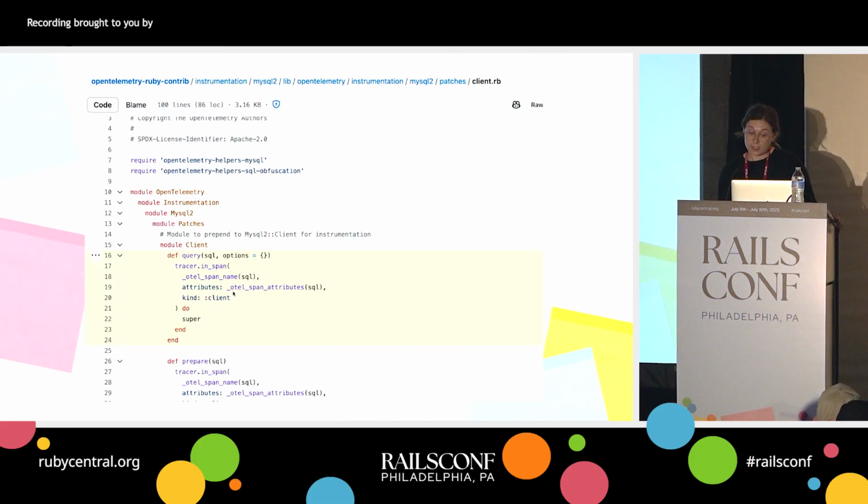Now what that actually looks like as instrumentation is that we have defined the query method in our patch, and we're calling a tracer that was created specifically for this instrumentation, and then calling in_span, which accepts a block, passing it attributes that have been defined by semantic conventions, as well as this span kind value, which kind of helps you organize your spans into client and server and different messaging concepts.